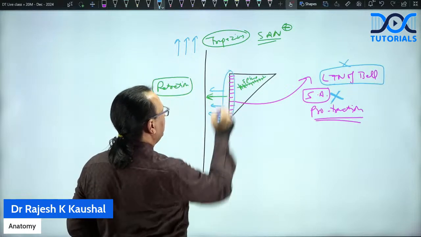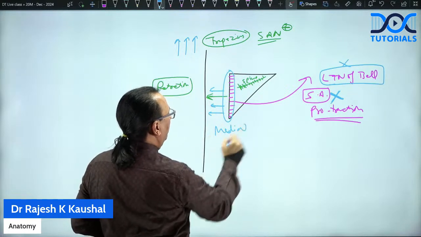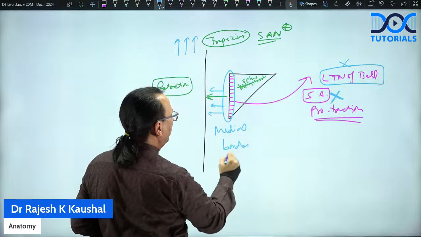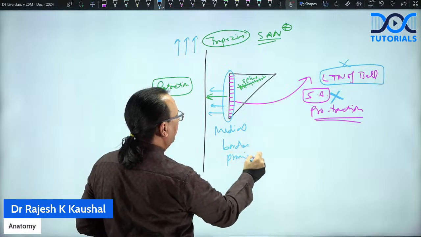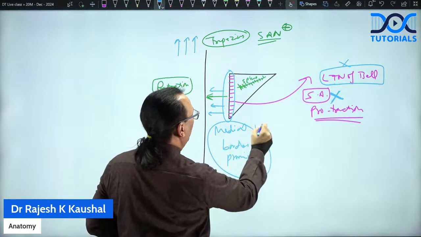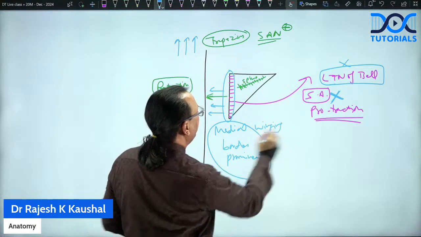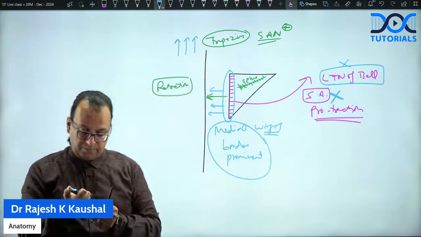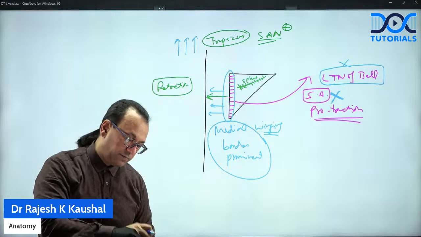If it pulls the scapula towards the midline, what will happen? The medial border will become prominent, and that is called medial winging of scapula. This is case number 1, medial winging. Now let us look at case number 2.